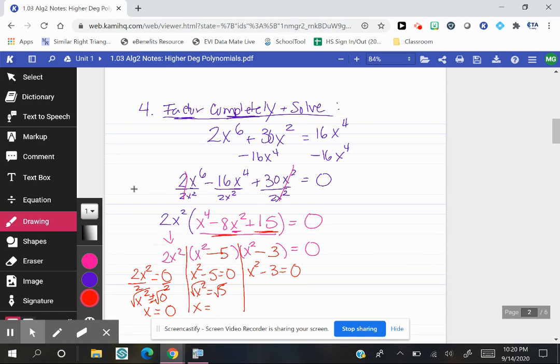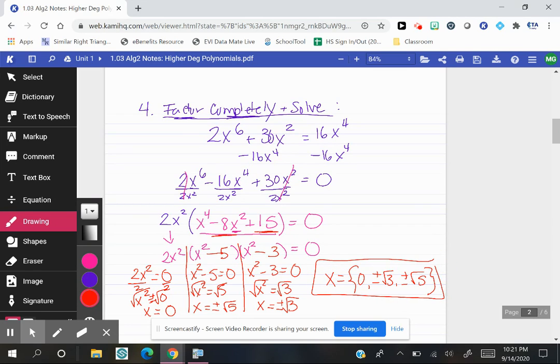Whenever you take the square root, you must remember your plus or minus, so we get positive or negative rad 5. Here we're going to add over the 3, take the square root of each side to solve for x. Again, whenever you take the square root of both sides, you have to remember your plus or minus. So we have actually 5 answers here. We have x could be 0. It could be positive or negative rad 3, and it could be positive or negative rad 5 for that one. Okay, so that's if you factor completely and solve.